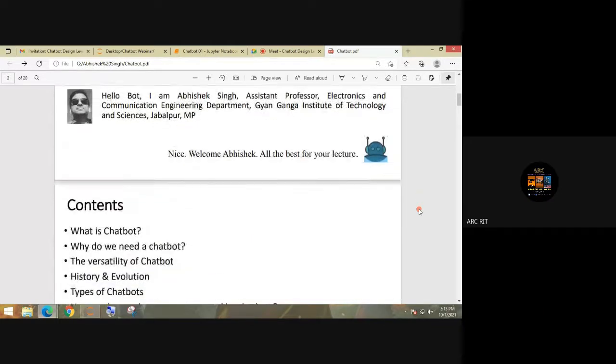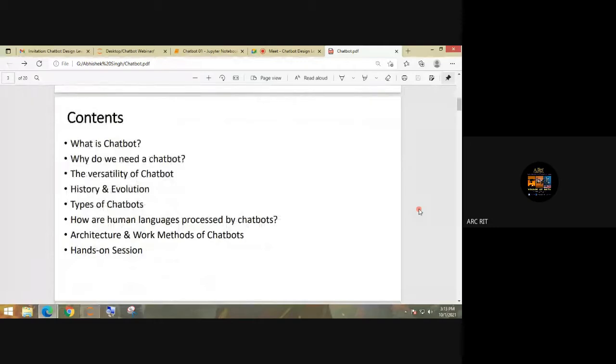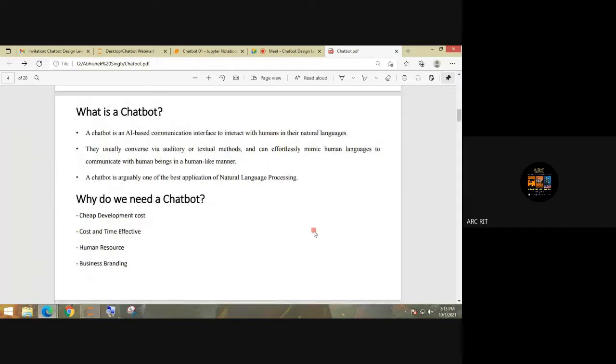So these are the contents which I'm going to cover today. What is chatbot? Why do we need a chatbot? How versatile a chatbot is, which means what are the different applications where chatbots are being used today? Then history and evolution, types of chatbot, how human languages are processed by chatbots, architecture and work methods of chatbots, and then a small hands-on session to demonstrate how we can make chatbots.